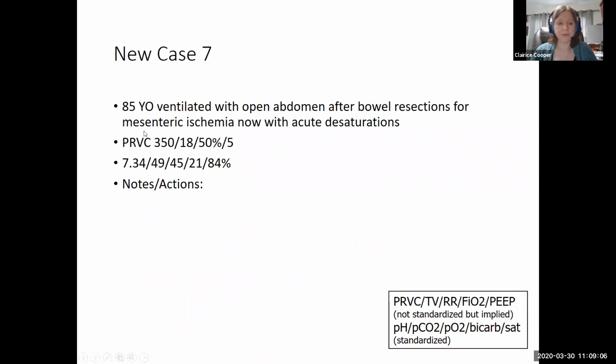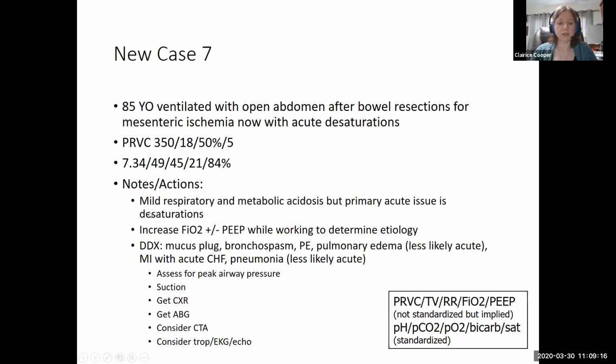Next case, last case. I'll pause while you consider. So this patient has a mild respiratory and metabolic acidosis. However, the acute issue is desaturations. We can see that on a pressure support with an FiO2 of 50% and a PEEP of 5, the patient is only saturating 84%.